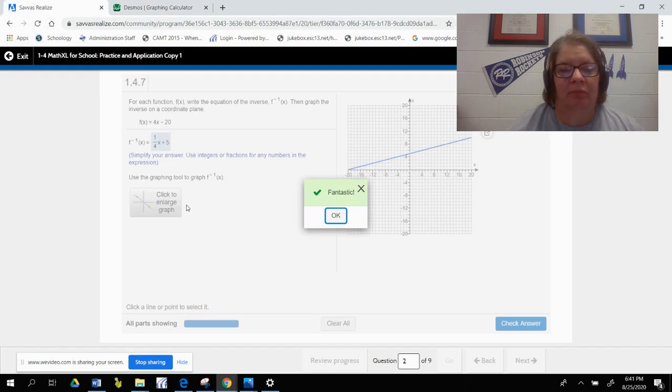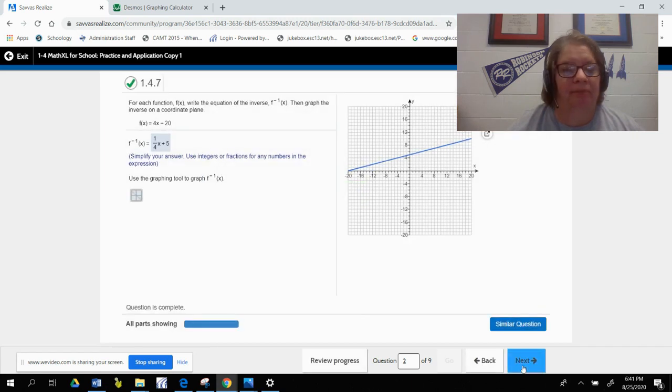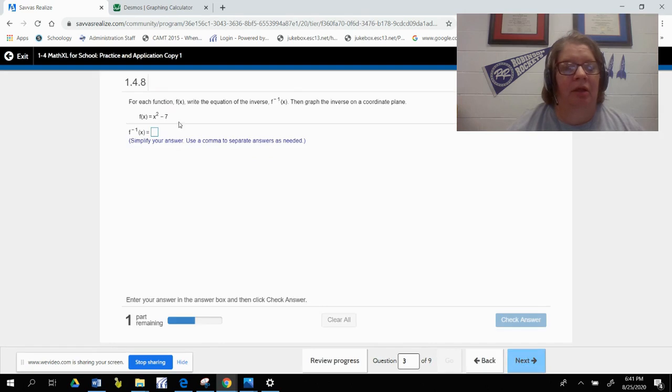All right. Let's move along. For each function f of x, write the equation of the inverse, then graph the inverse on the coordinate plane. X squared minus 7.